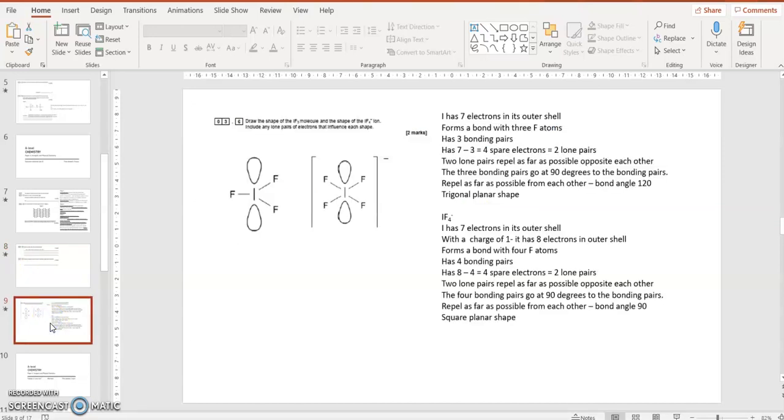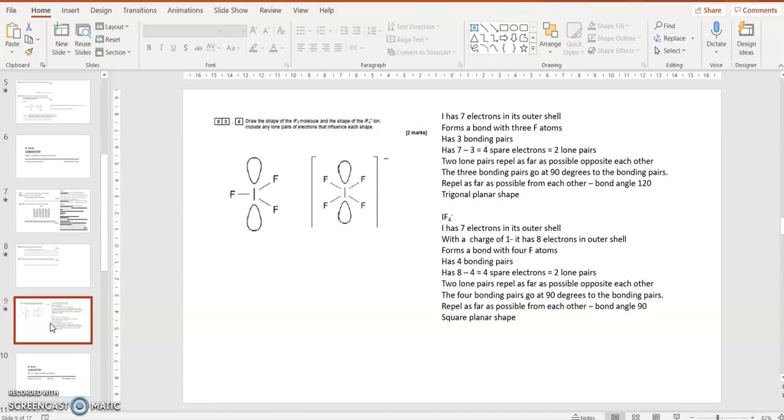Another question on shape of molecule. Draw the shape of the molecule in IF3 and IF4 minus. So let's have a look. What's the central atom? I, because there's one of them. What group's it in? 7 electrons. In IF3, are we adding on any electrons because it's minus, or taking any away because it's plus? No. So I've got iodine with 7 electrons in its outer shell.